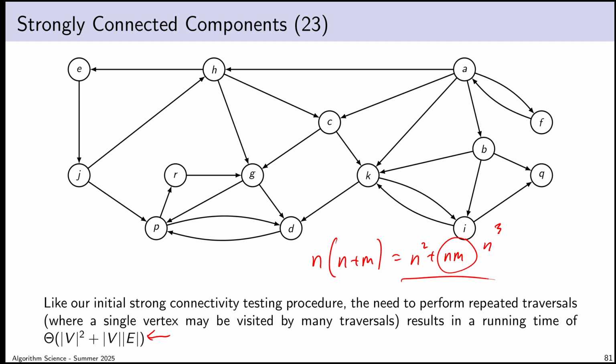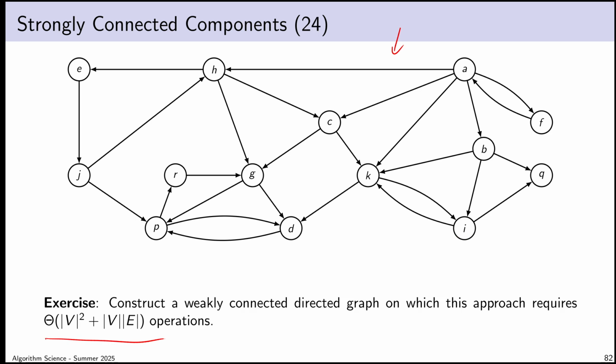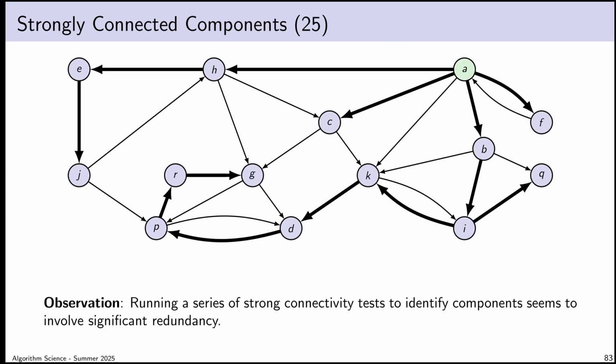So is there something we can do to reduce this to at least better than n cubed? Maybe we can settle for n squared. If all goes well, maybe we can do even better than that. But hopefully we can do better than n cubed. Okay, so the observation that I made along the way there was that there is significant redundancy in this process.